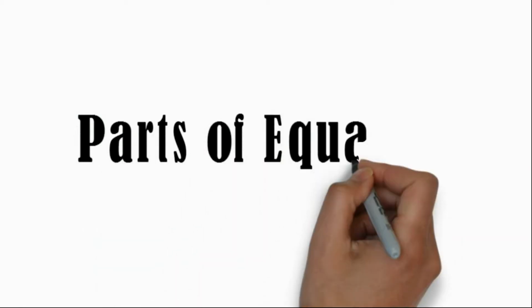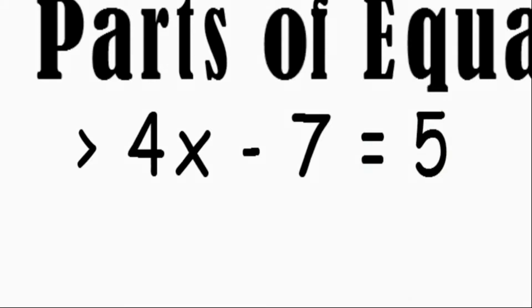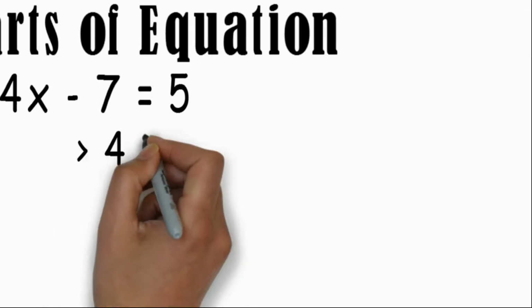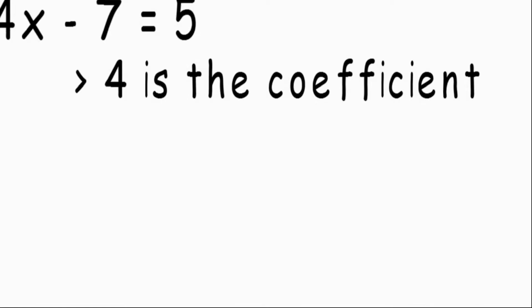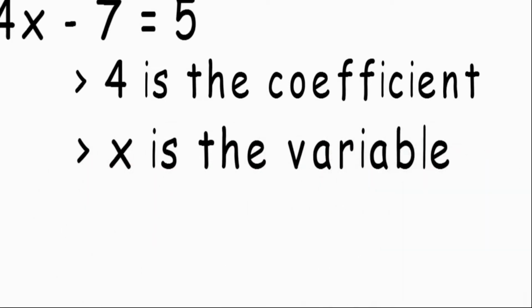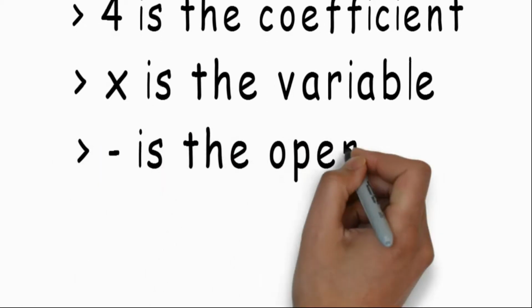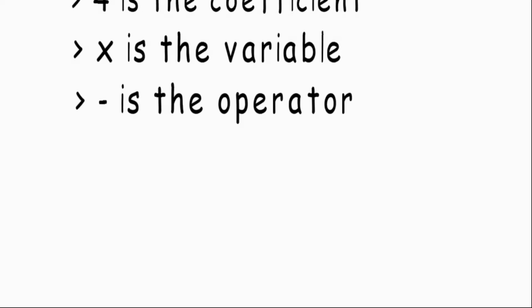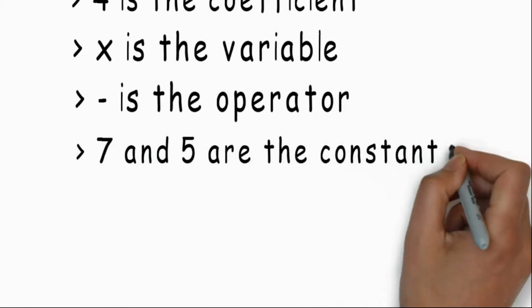Parts of equation. For example, we have 4x minus 7 equal to 5. 4 is the coefficient. X is the variable. Negative is the operator. 7 and 5 are the constants.